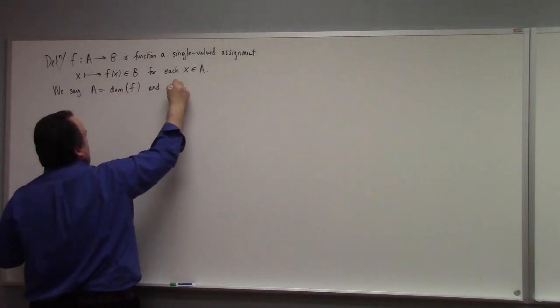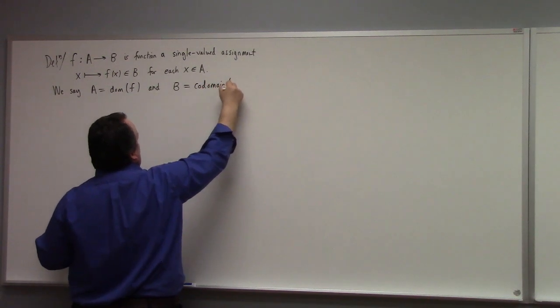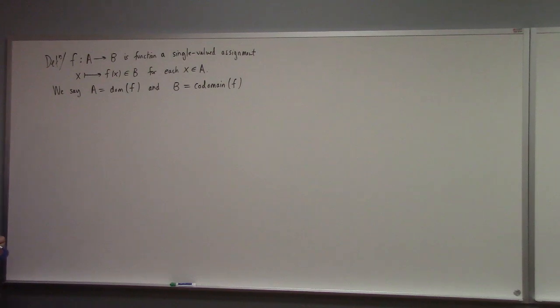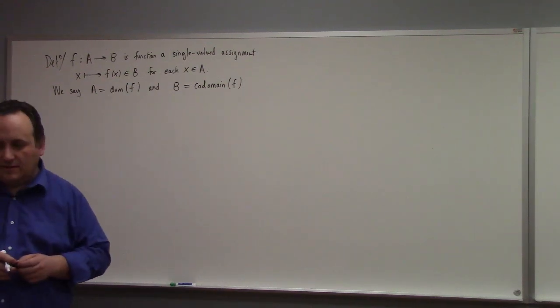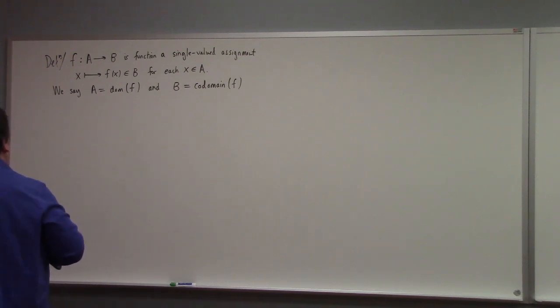And we say B is equal to the codomain of F, all right? What else can we say? Well, there are other things that we can talk about for a function that maybe we haven't talked about before.